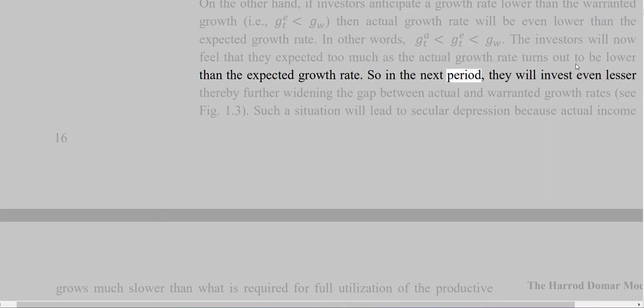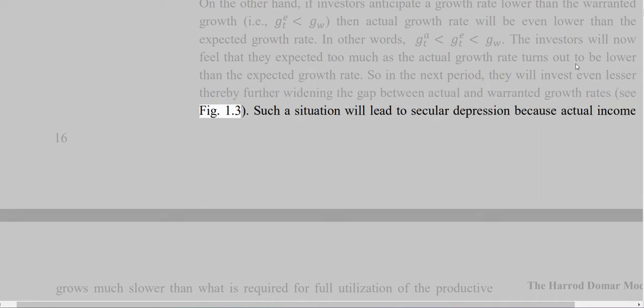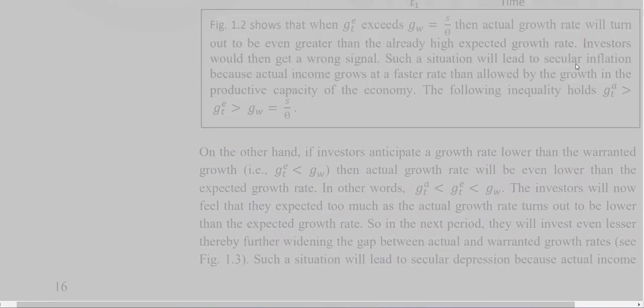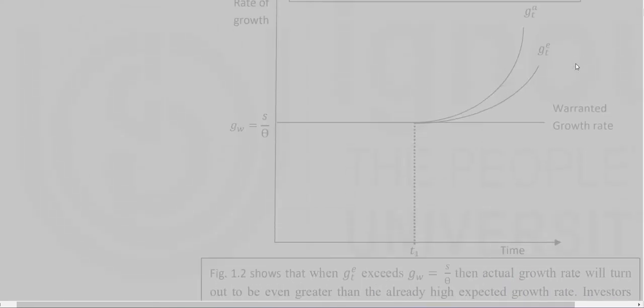So in the next period, they will invest even less, thereby further widening the gap between actual and warranted growth rates, see figure 1.3. Such a situation will lead to secular depression because actual income grows at a rate lower than the warranted growth rate.